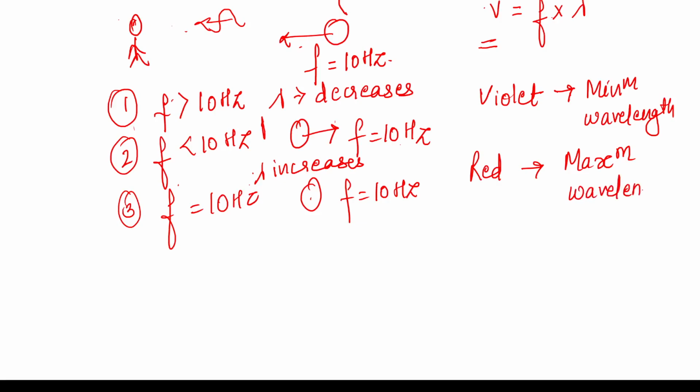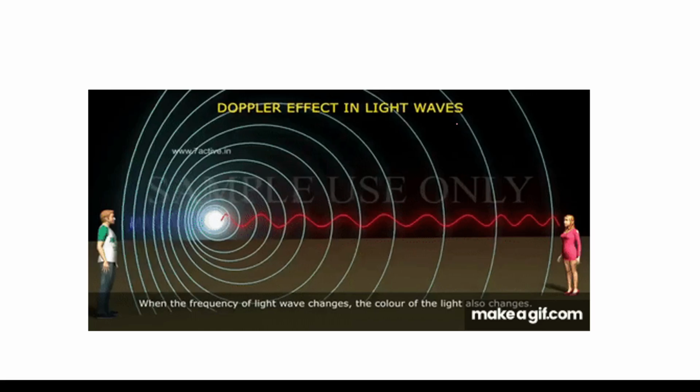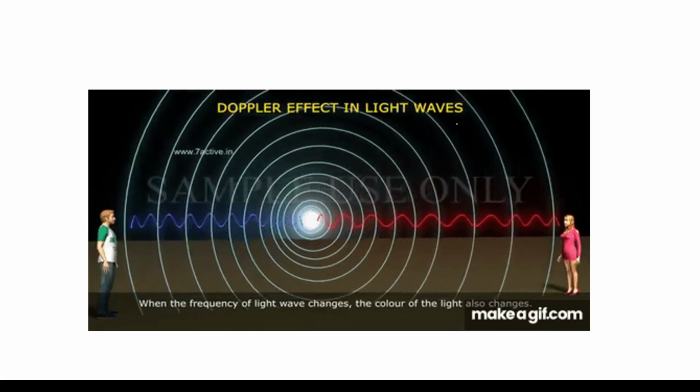So if you are originally seeing something as violet and then it starts moving away from you and you eventually see it as red color, that means that thing is going away from you. That's why its color is now appearing as red. So that is the Doppler's effect in light waves.